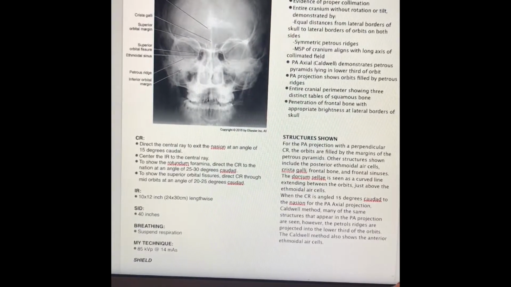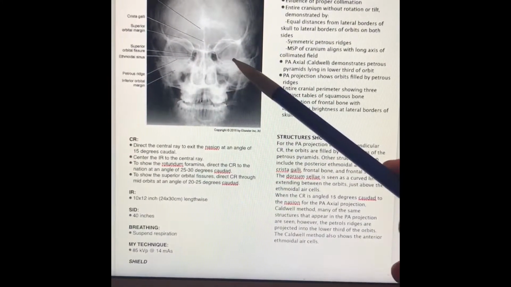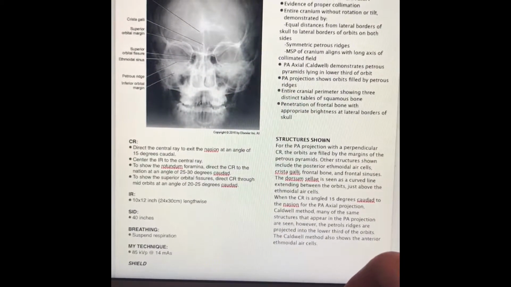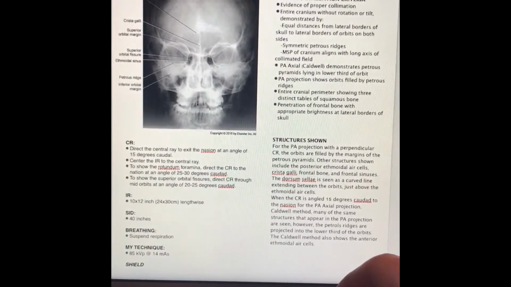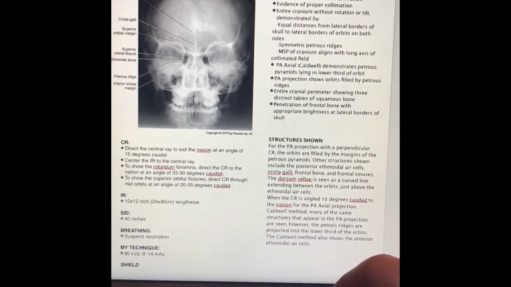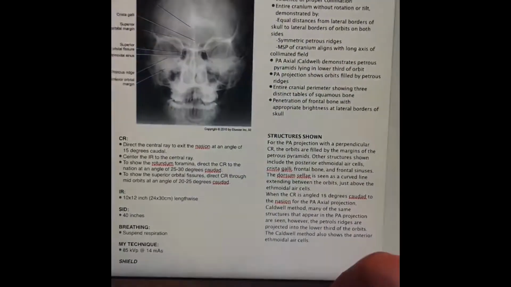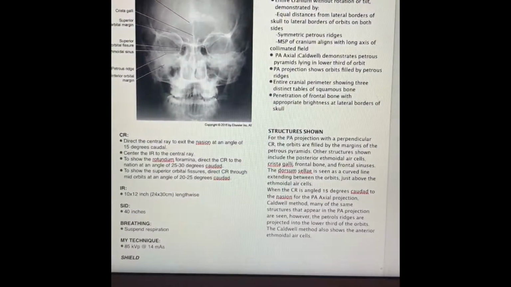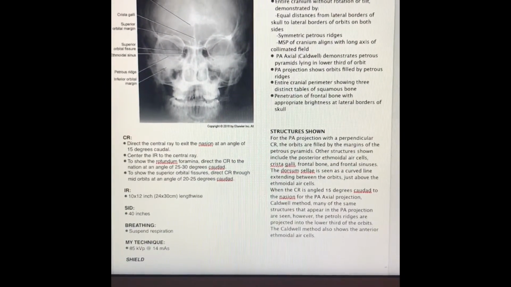PA axial Caldwell demonstrates petrous pyramids lying in the lower third of the orbit. PA projection shows orbits filled by petrous ridges. That's the difference between PA and PA axial. Entire cranial perimeter showing 3 distinct tables of squamous bone. Penetration of frontal bone with appropriate brightness at lateral borders of skull.